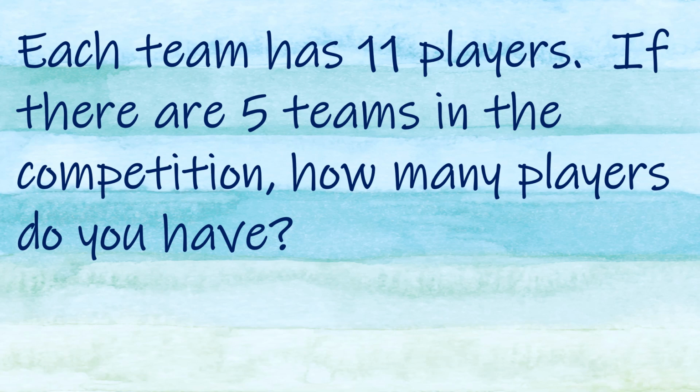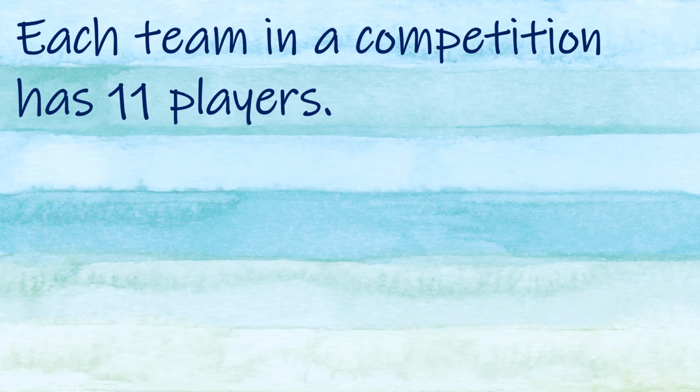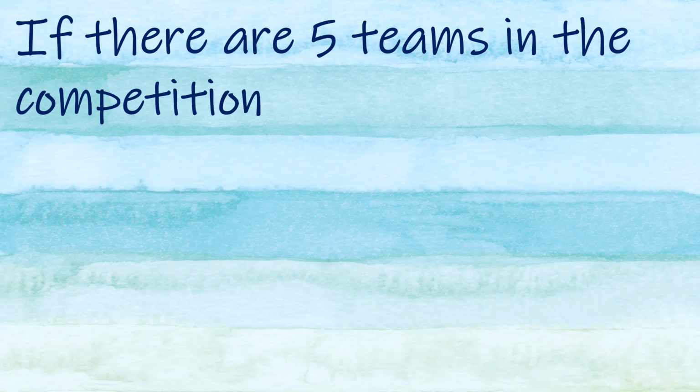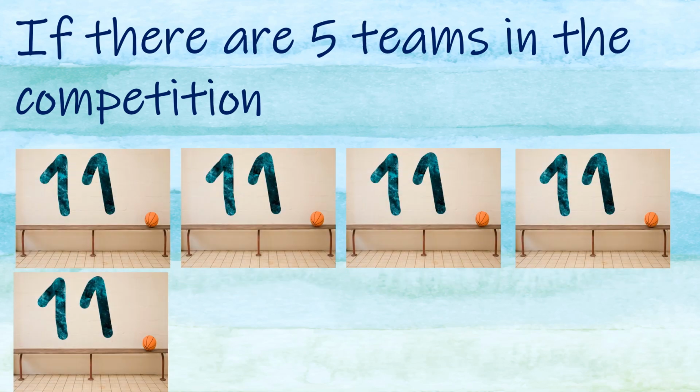Okay, so let's take it one step at a time. Each team in a competition has 11 players. So let's see how we can draw that. Let's pretend the bench is the team and it has 11 players. Then, if there are 5 teams in the competition, how would we draw the 5 teams? Like we said, the bench represents the team and each team has 11 players. So we have in here 1, 2, 3, 4, 5 teams.